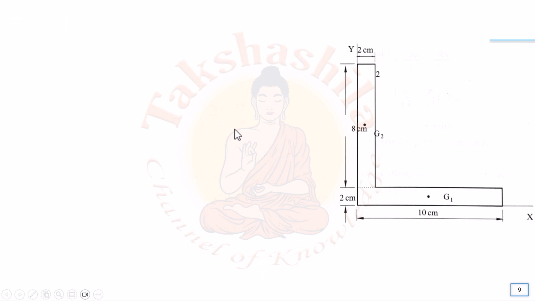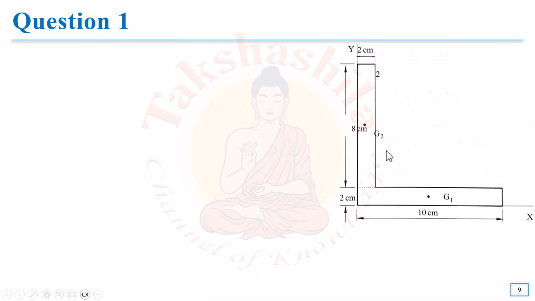So how should we start? We have to first of all split the given L section or angle section into two simple shapes. We can easily split it into two rectangles as we have seen here. I am taking the bottom rectangle as my first one and the top rectangle as my second one, so that the centroid of these rectangles can also be marked. The centroid of the first shape is marked as G1 and the centroid of the second one is marked as G2.